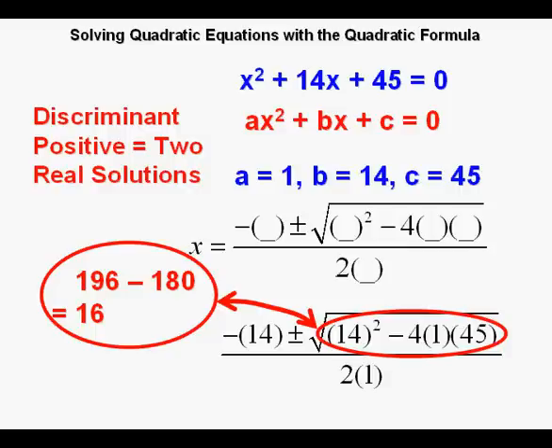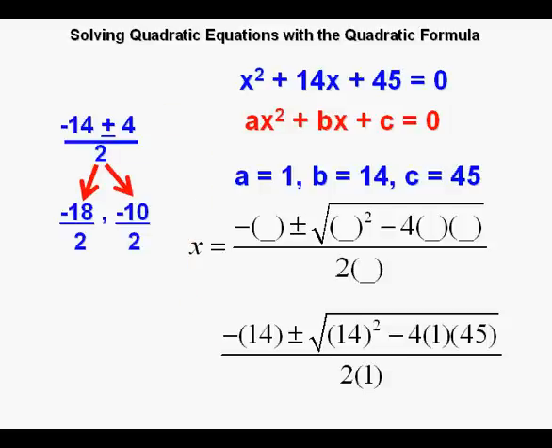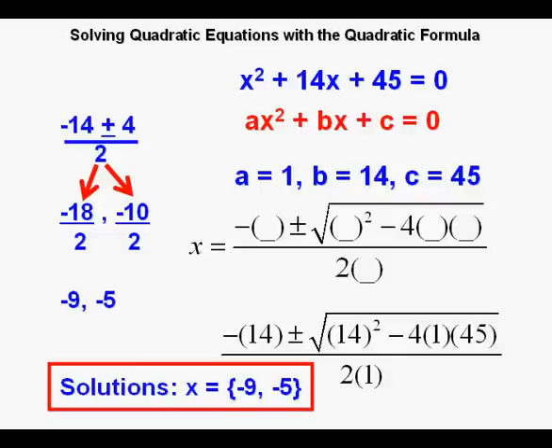When we calculate the discriminant, here it's 16, so we know that we have two real solutions to the equation. The square root of 16 simplifies to 4, and we continue to solve and have negative 14 plus or minus 4 divided by 2. Separating the formula into two parts, there is negative 18 over 2 and negative 10 over 2. The simplified solutions are negative 9 and negative 5, so x equals negative 9 and x equals negative 5.